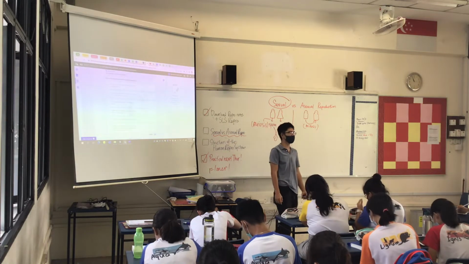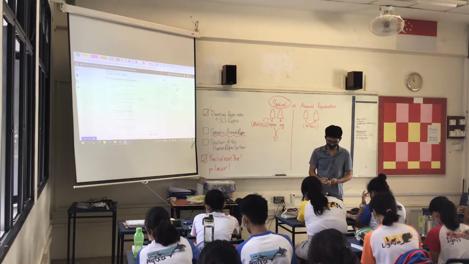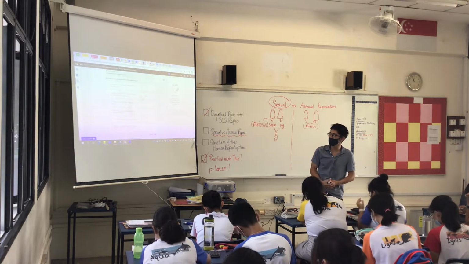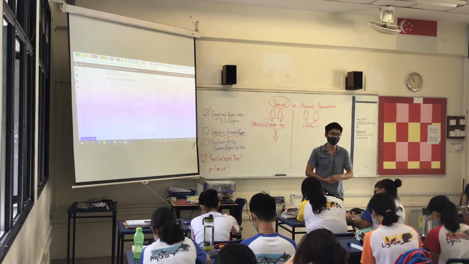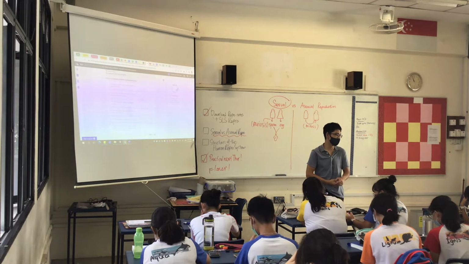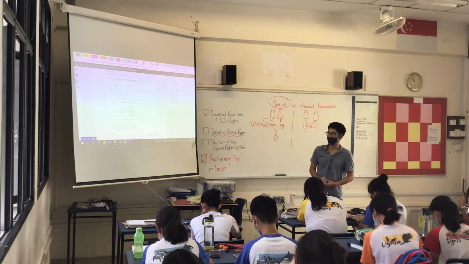Let's take this time to do question 1. Question 1 asks, which of the following describes asexual reproduction? Are you able to choose the options that best represents asexual reproduction? And we'll have a little bit of a discussion from there.